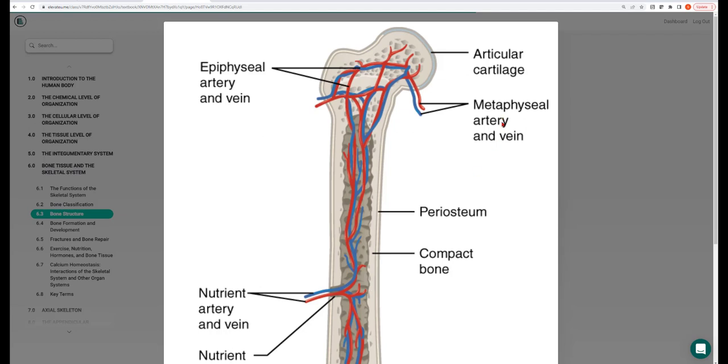Also, just note for labeling, we have articular cartilage. This is simply saying this is the cartilage found on the end of the bones where the bone articulates with another bone, but you know that this is actually hyaline cartilage, the most common type of cartilage.